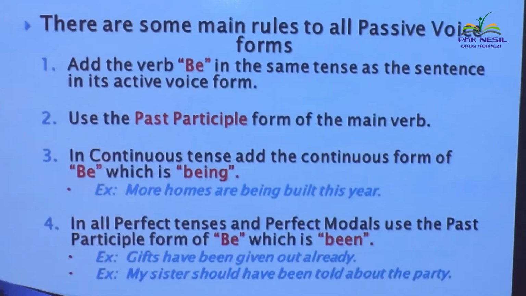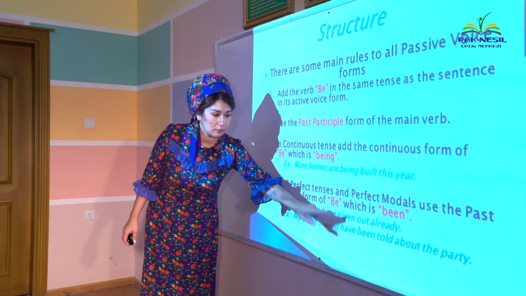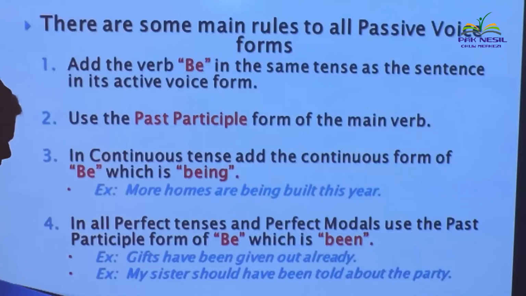Present perfect, right? That is present perfect tense. So have, you see the been, yes, the verb been, and the main verb in past participle form. The next example is, my sister should have been told about the party.